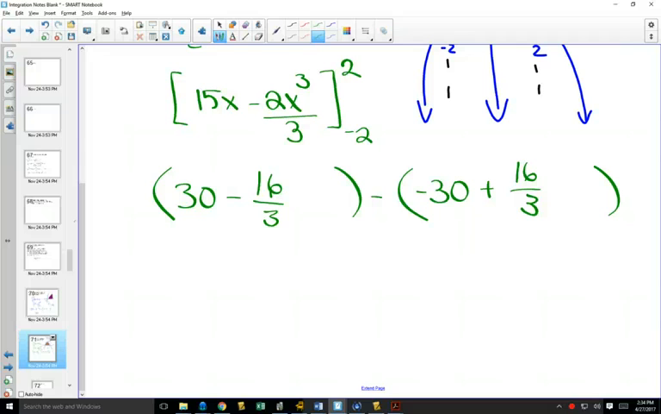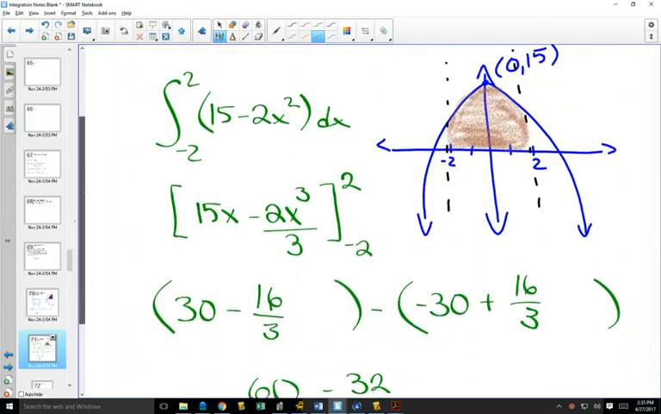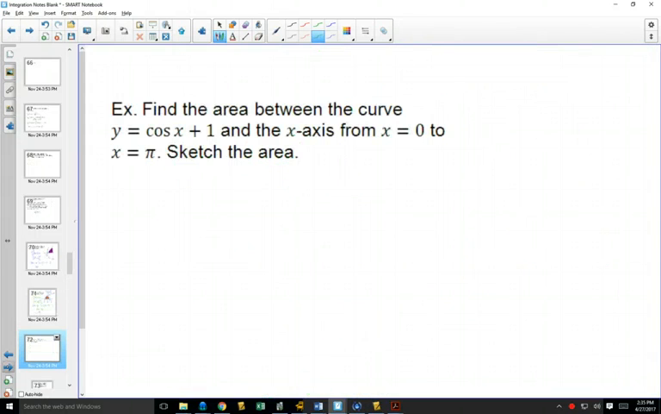So just putting like terms together, 30 plus 30, that'll be 60. Negative 16 over 3 minus another 16 over 3 minus 32 over 3. So this will give us a final answer of 148 over 3. Again, if you wanted to, you could graph this into your graphing calculator and check that value to see if that value is correct. So each of these ones so far have been straightforward in that the area has been nice and completely above the curve.